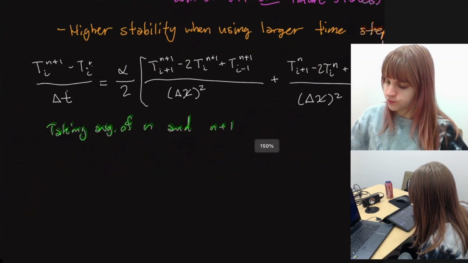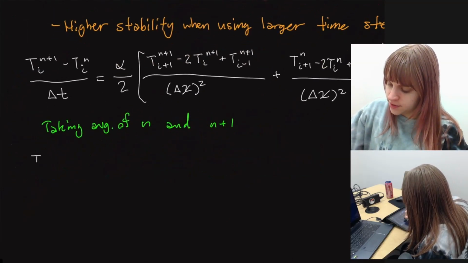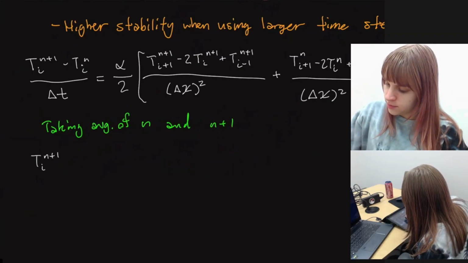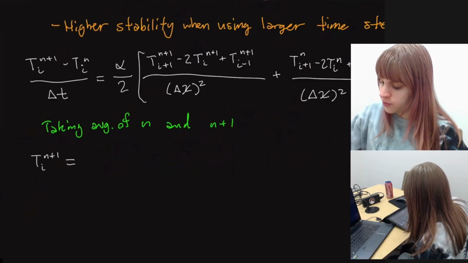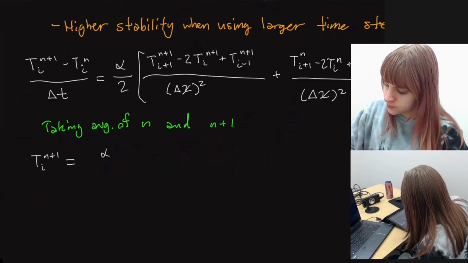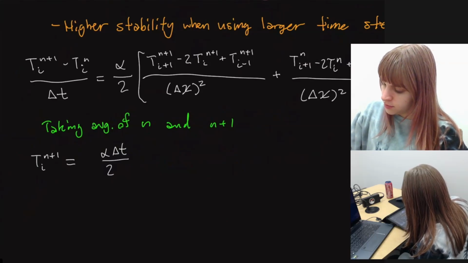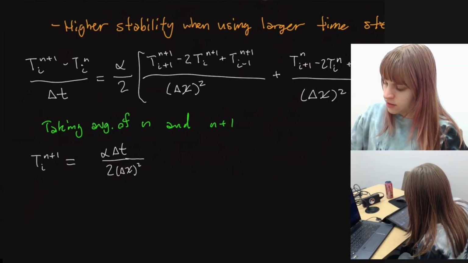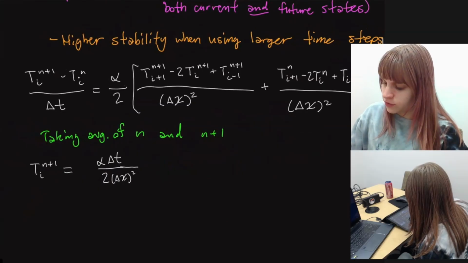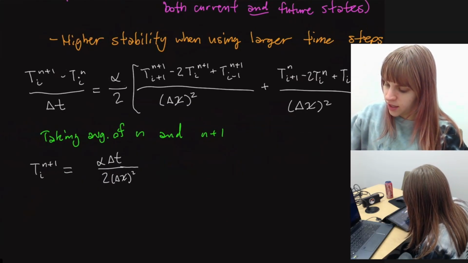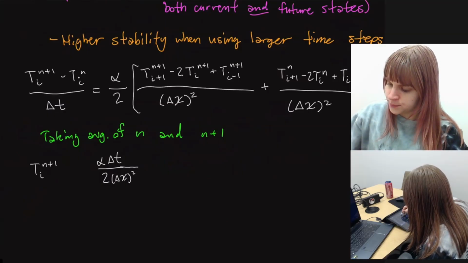So I'm going to have Ti to the n+1. I'm going to multiply this delta t to the other side, and take out that delta x squared, since it's in the denominator of each of those on the right-hand side. I'm also going to go ahead and add the Ti to the n.